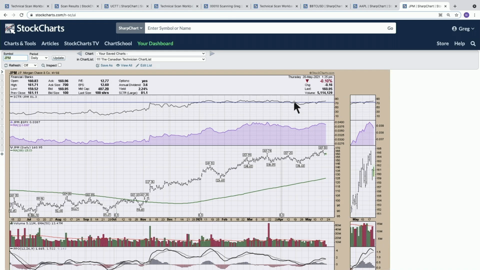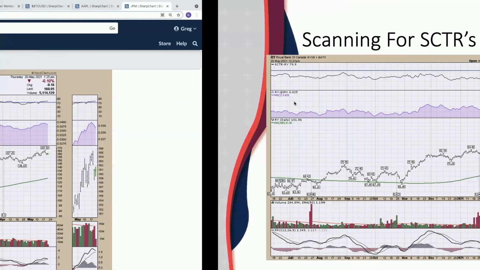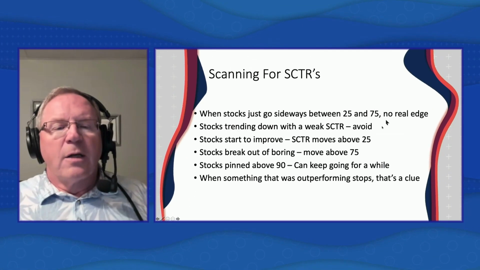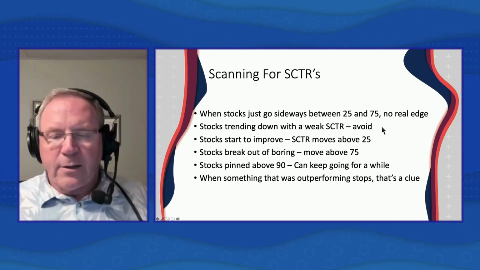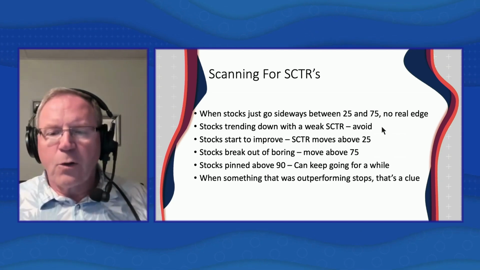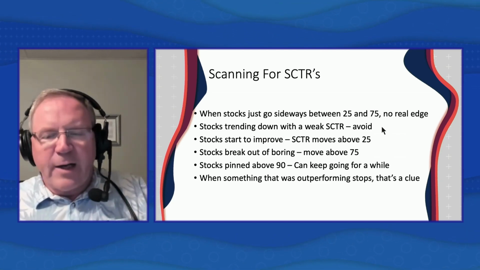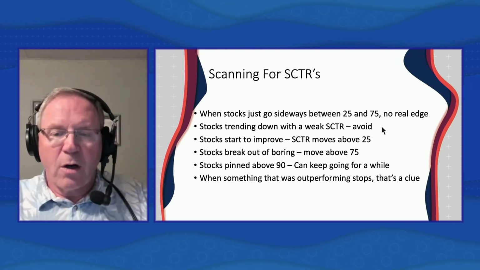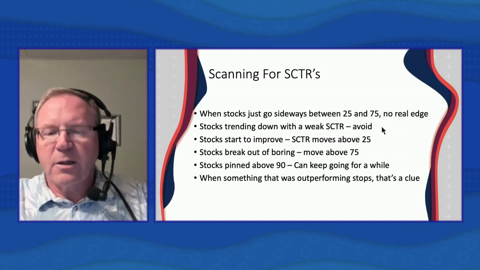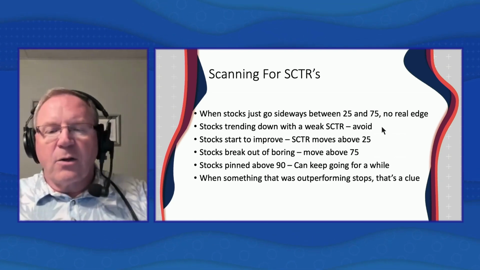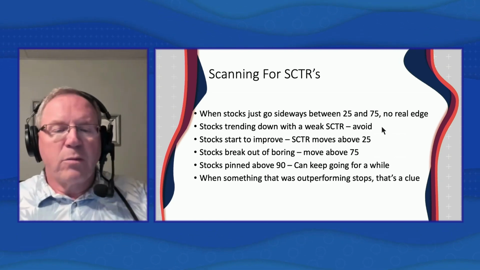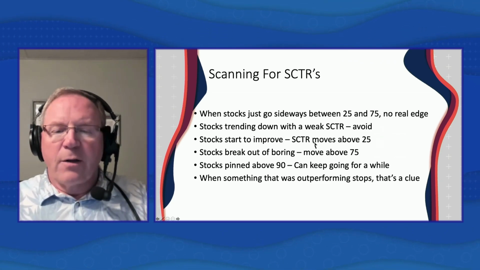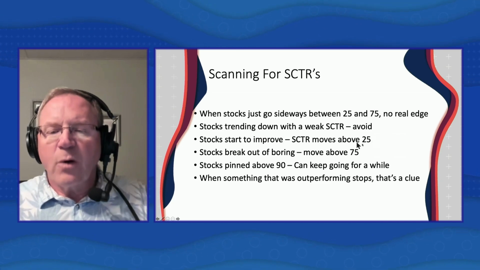Hopefully that makes sense. Okay, so let's go back and look at the different types of things I like to watch for. So stocks that are trending down with a weak scooter ranking, you want to avoid. At the time of writing, we could use an example like Tesla. It was really strong, or Zoom, it was really strong, or Peloton, and then it starts to trend down. And as they trend down, we probably want to avoid them. So stocks start to improve. The scooter ranking moves above 25. That's one of my favorite trades.